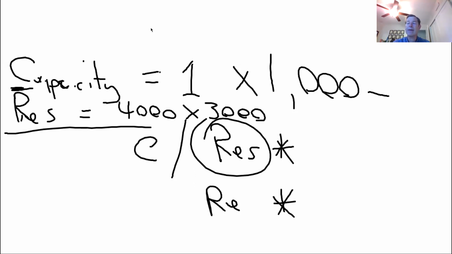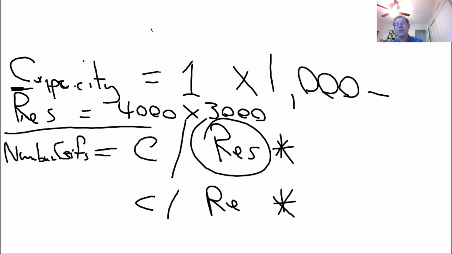And then you multiply that by the color depth, right? For the color depth, you can do that calculation in your head and just use the number. And so you have C divided by res times the color depth for GIF. So this would be the number of GIFs, right? And that's the color depth of 2.